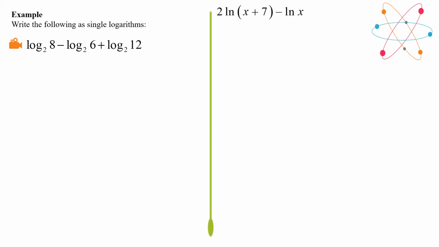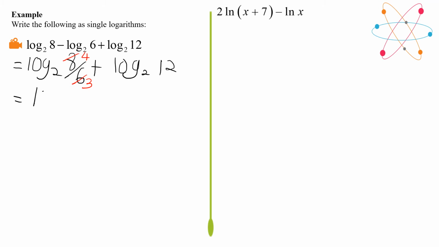Example, write the following as single logarithms. First question, log 8 base 2 minus log 6 base 2 plus log 12 base 2. For this question, all the logs already have the same base 2. To solve it, we remember the rules of logarithms. Log 8 divided by 6 base 2. We simplify 8 over 6, it becomes 4 over 3.